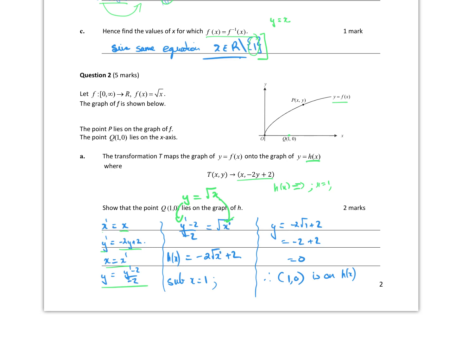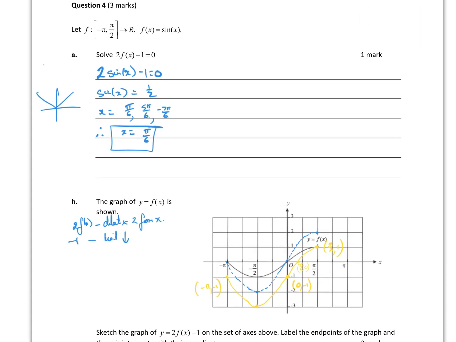Once I get there, multiply the negative 2 across first, then add the 2 over to give me h of x is equal to negative 2 root x plus 2. That's my new function. Notice it's h of x. That's my new function that it became. Now if I put x equal to 1 into that, I get negative 2 times square root of 1, which is negative 2 plus 2, which is 0. So the point (1, 0) is on h of x. All right.